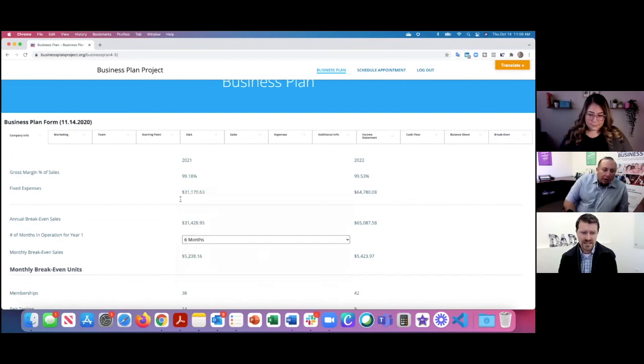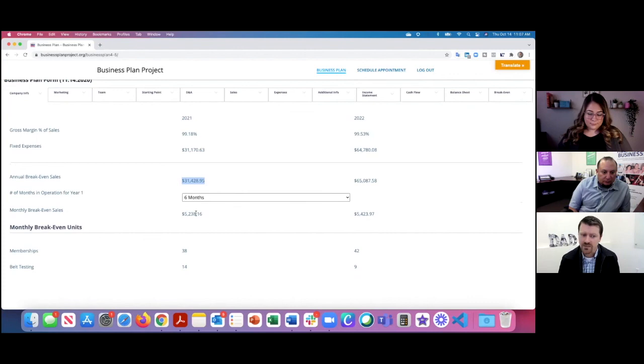But what we can see is we have, based on our projections, roughly 100% gross margin. We only have the $3 for the belt test, and that wasn't really the bulk of our sales. But we have about $31,000 to cover. So if we make 99 cents on every dollar that we sell, and we have to cover 31,000, you can divide the two and basically get to a break-even level of sales. Now divide that by the number of operating months. We need to be selling about $5,000 worth of products or services each month.